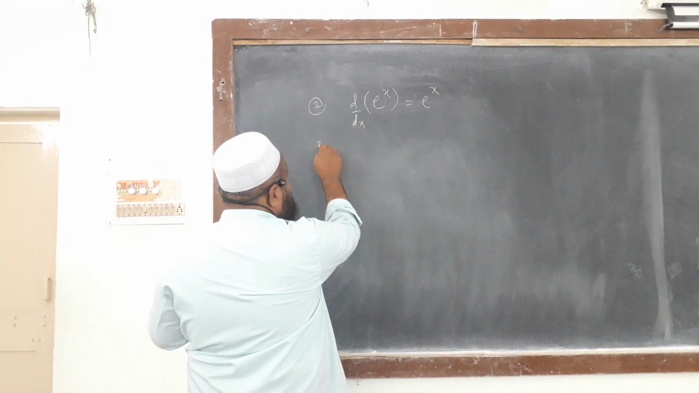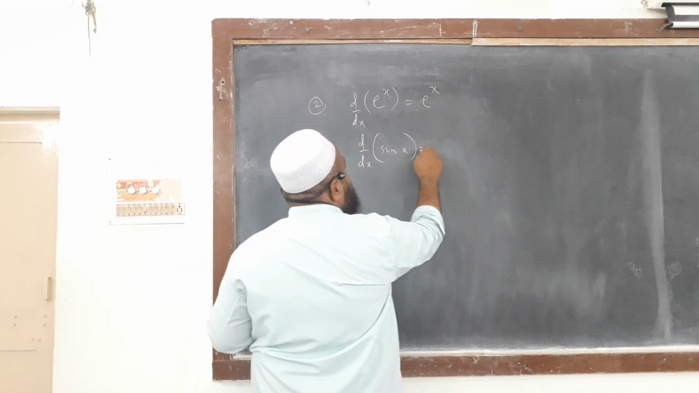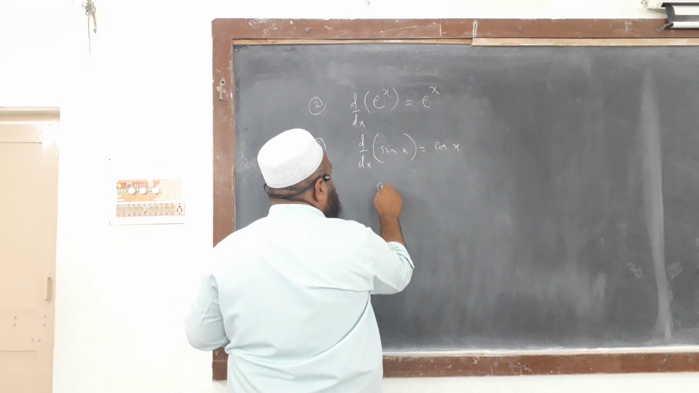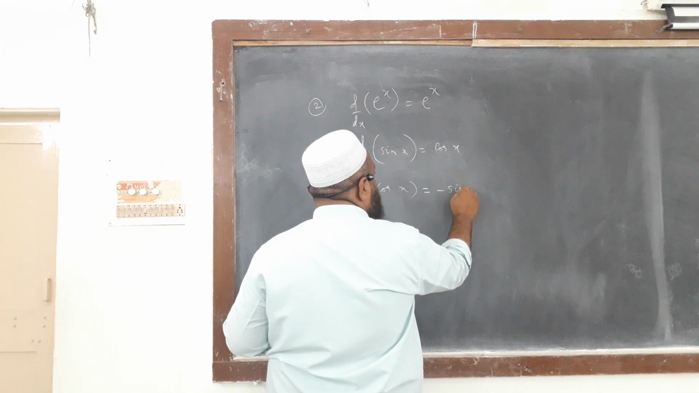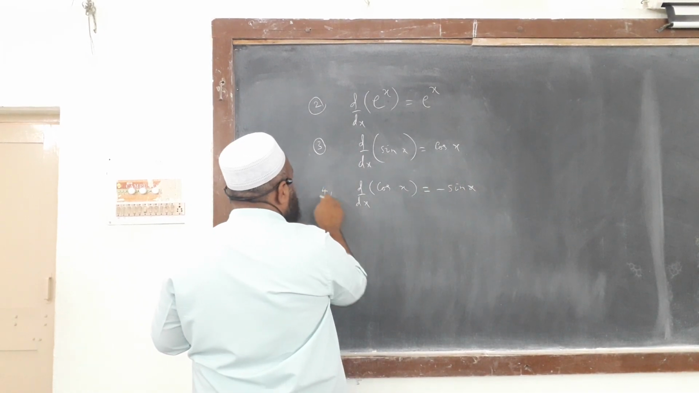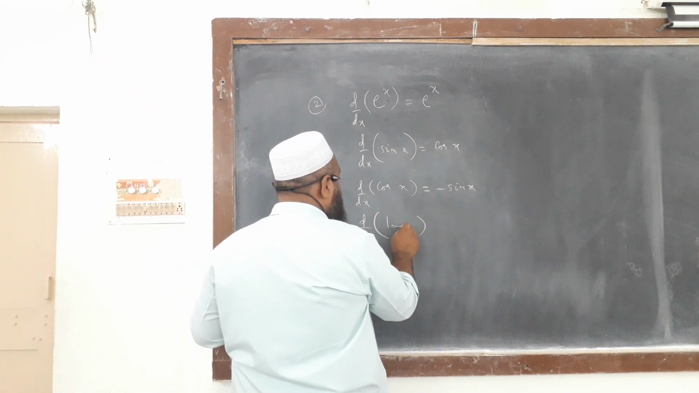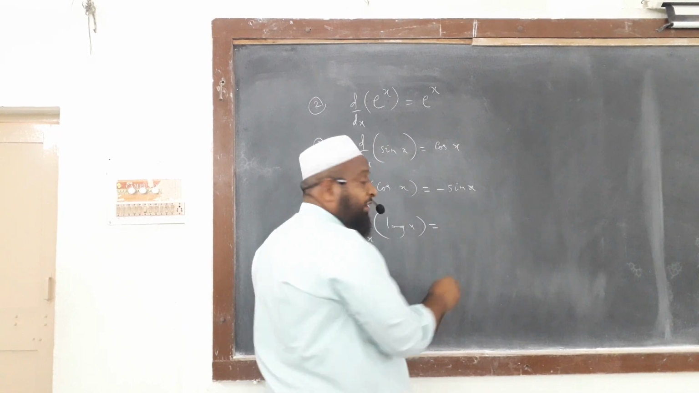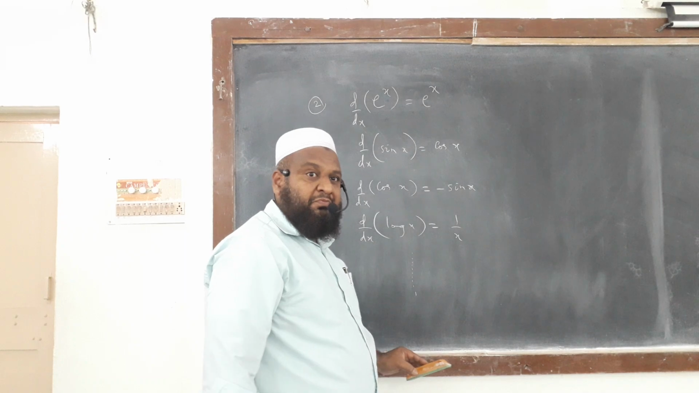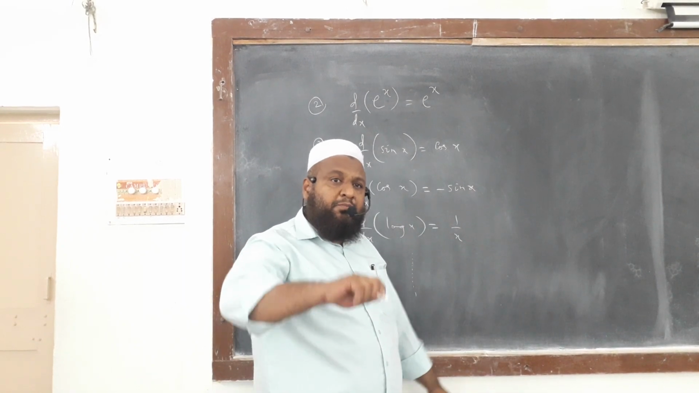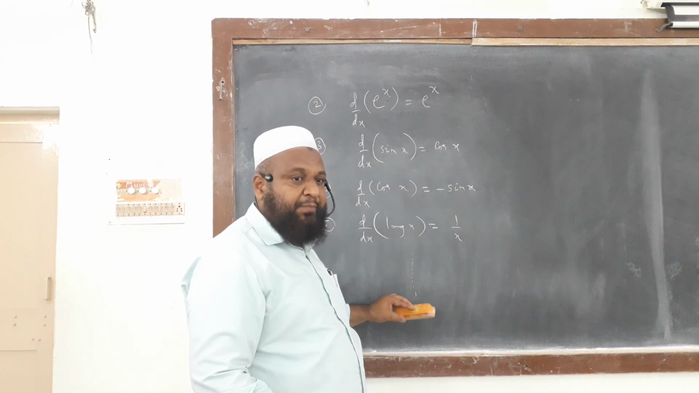So we have a list of formulas. Derivative of sin x is cos x. Derivative of cos x is minus sin x. And derivative of log x is equal to 1 by x. Very good. Now the list goes on continuing. You have a lot of functions, but the most repeatedly used functions are this many. Some more are there, but I am skipping them.